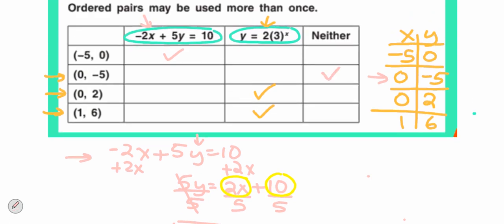So this one is the only one that doesn't work for both of them. We'll say neither. All right, so this is just a fun little thing on the test that is saying, hey, can you use your table function? Do you know how to use it? Do you know what to do when you don't have y equals? We know what to do. We just got to review that a little bit.